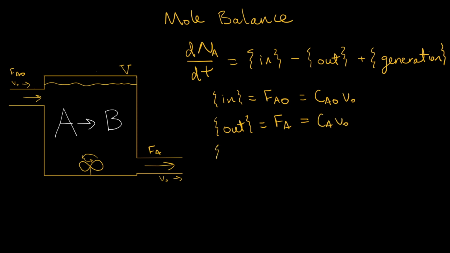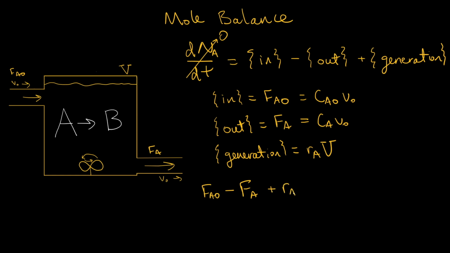And our generation term is going to be equal to our rate of reaction, r_A, times the volume of our reactor. Now, the nice thing about working with a CSTR is that we can actually set our dN_A/dt equal to 0 because this is operated at steady state. So now we can basically solve this equation right here. So we can set in, which is F_A0, minus out, which is F_A, plus r_A times V, and this is all equal to 0.